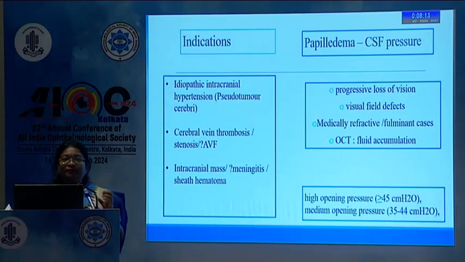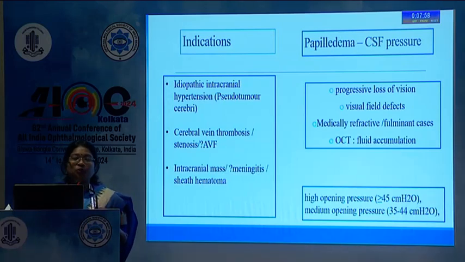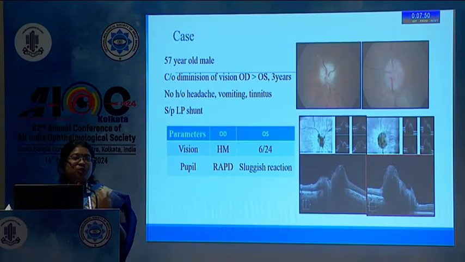The next group is the refractory IIH, where there is a progressive visual decline, visual field loss, and they are medically not responding to the treatment, and OCT is showing a gross fluid accumulation, more than 300 thickness of an RNFL. Generally they don't do well with medical treatment. And if the opening pressure is beyond 35 millimeters of water, probably that's the case which you have to treat with a surgical technique.